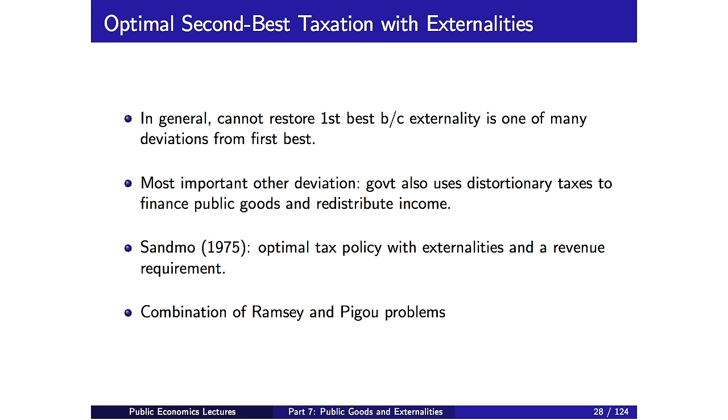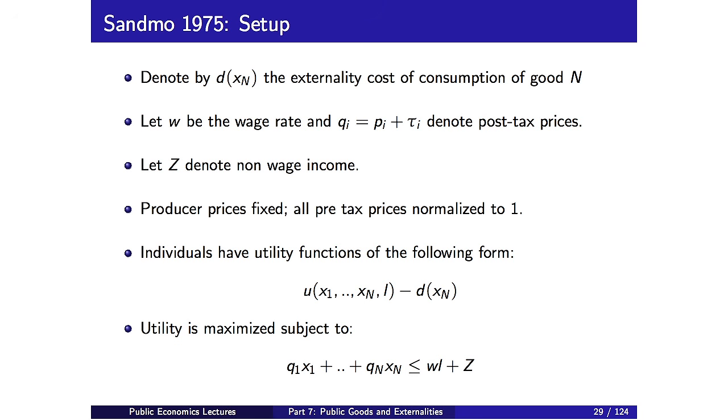So the next paper we're going to talk about is the Sandmo analysis of optimal tax policy with externalities and a revenue requirement. So it's basically like Ramsey plus Pigou, right? So here, I'm going to set it up slightly differently from what we had before so that it connects to the Ramsey model. Let's denote by d of x_n, which I'm now going to allow to be a convex function rather than a constant, the externality cost of consuming good n.